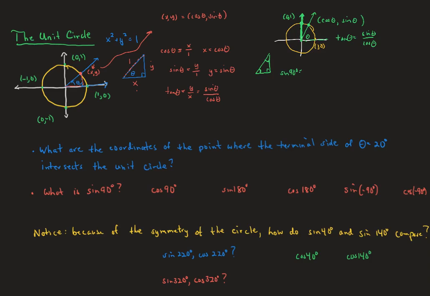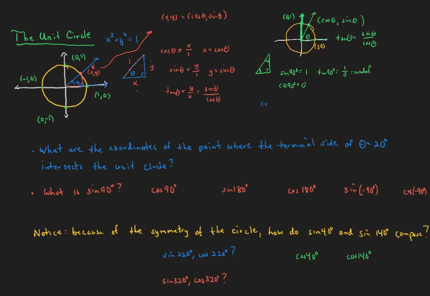The sine of 90 degrees is the y-coordinate of that point. And the cosine of 90 degrees is the x-coordinate of that point. And the tangent of 90 degrees is going to be the sine over the cosine. Oops, in this case, that would be undefined because we can't divide by 0. Now, that's something we could not possibly do in a right triangle.